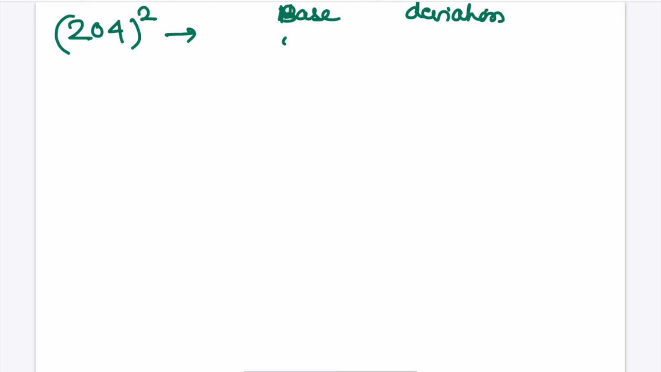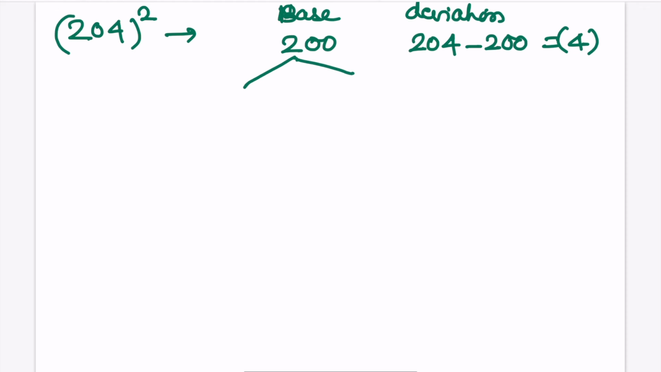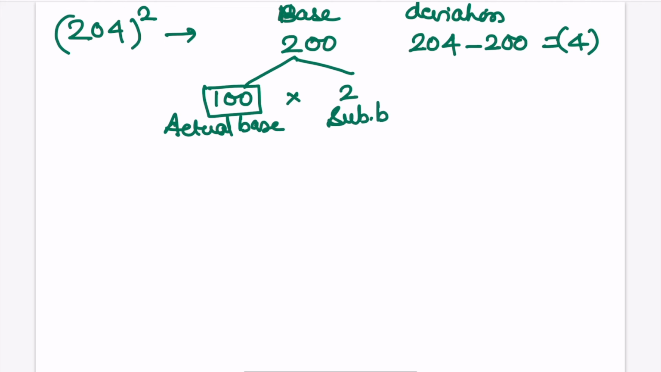Now take another example. Suppose you want to find out the square of 204. Again you have to write the base and the deviation. Here the base is 200 and the deviation is 204 minus 200, which is equal to 4. Since it is close to 100 into 2, I'll write this is actual base and this is sub base.